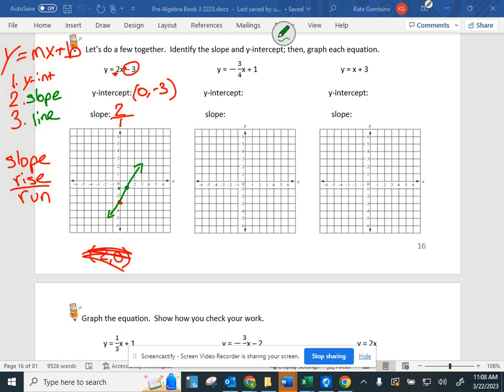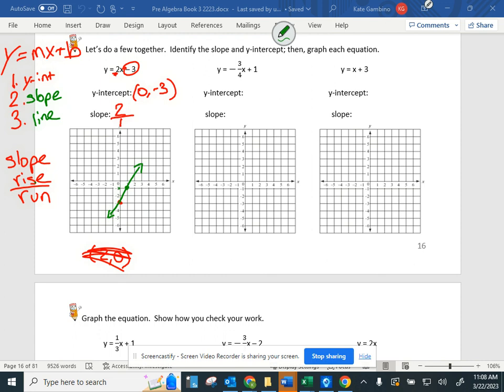You have to make it a line, friends. It has to have the arrows. Don't just connect the dots and have a segment. These are lines. So I will be looking for the arrows. You have to have them to be correct. So that is all we had to do there.